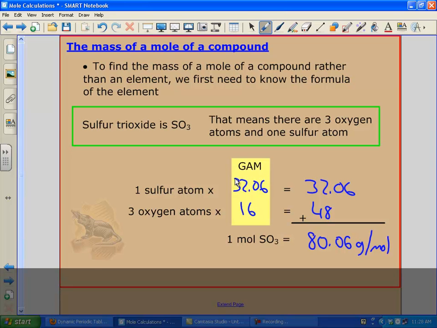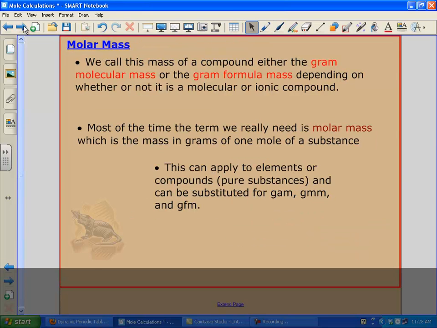Okay, if we want it in an equality, we're then just going to write it like this. So 1 mole of SO3 equals 80.06 grams. And we would use that then as our conversion factor. Now, definition-wise, this is what we call the gram molecular mass or the gram formula mass, depending on whether it's ionic or molecular. You don't know that at this point, and that's okay. Most of the time, though, we're going to call it the molar mass of the whole thing.